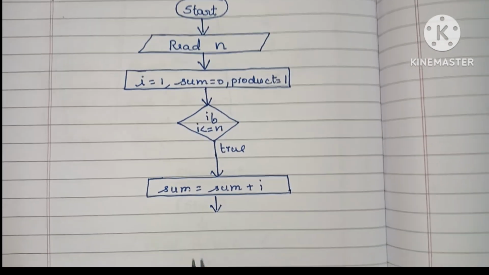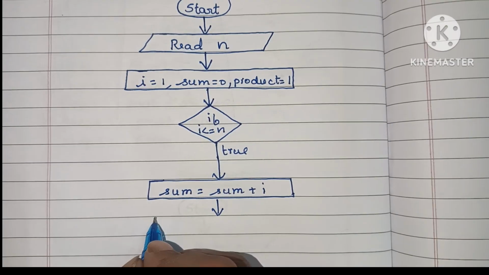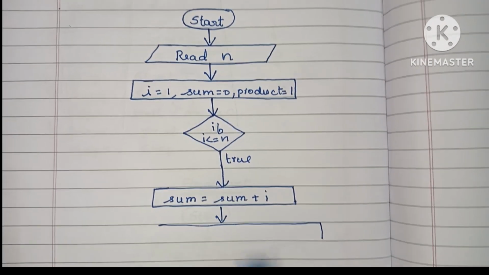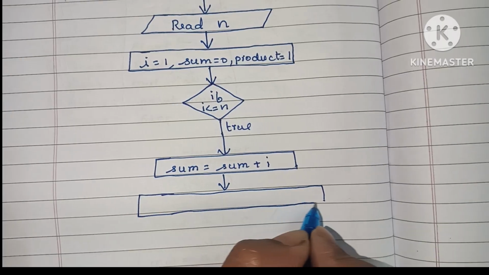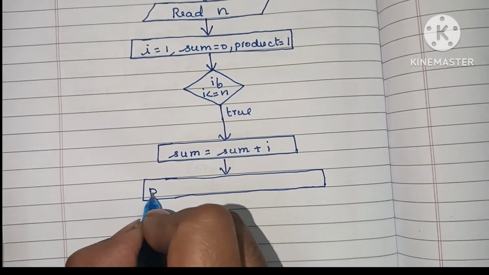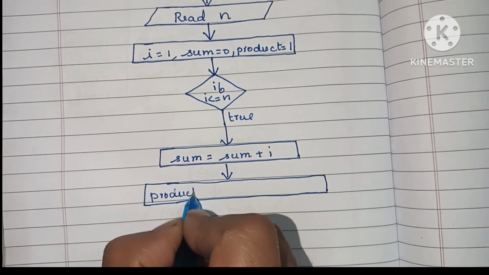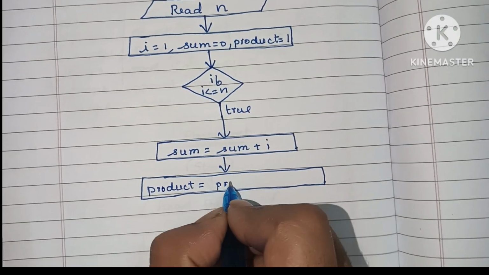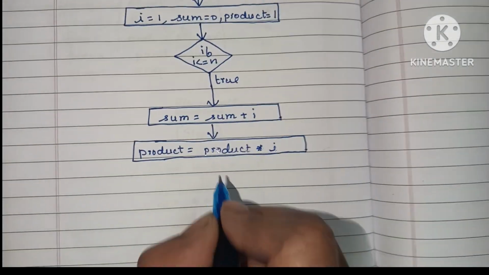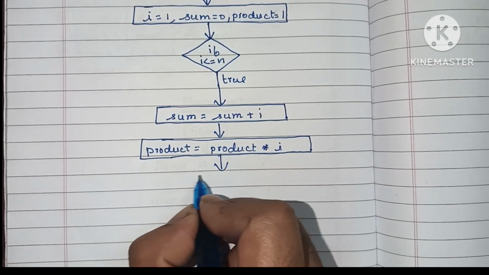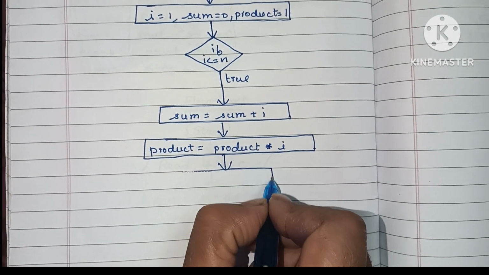Next we have to calculate the product. Calculation is always written within a rectangular shape. Within that we have to find the product value. Product is equal to product into i. This is the formula to find the product. Next we have to increase the i value by 1.